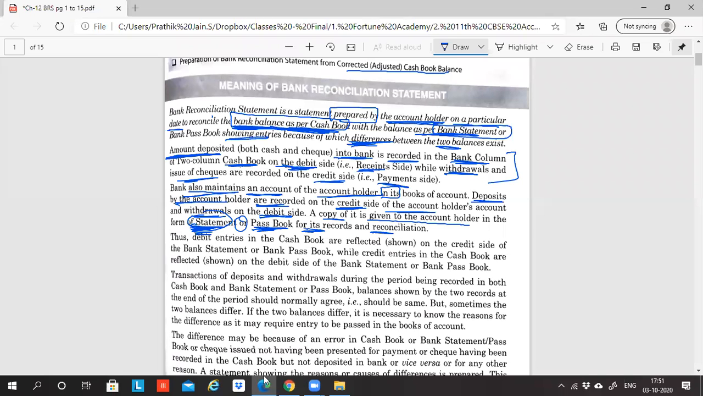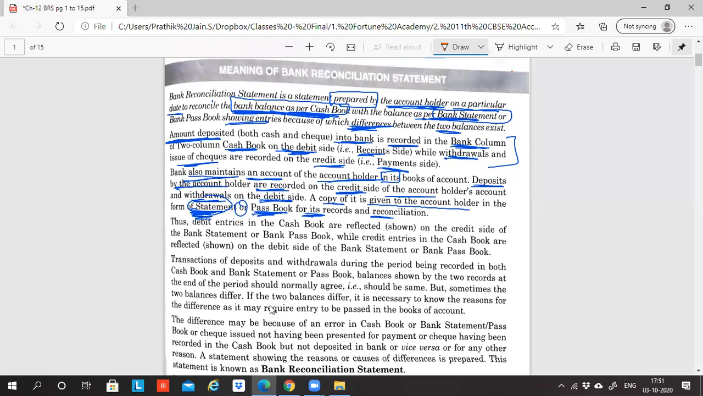Any doubts till this point, please? No, sir. Next, thus debit entries in the cash book are shown on the credit side of the bank statement. Debit entries in our books are shown on the credit side of the bank statement or passbook, while credit entries in our books are shown on the debit side of the bank statement or passbook. It is opposite.